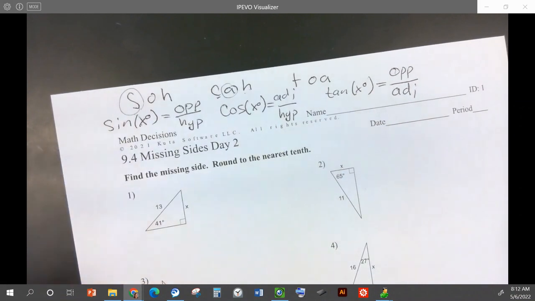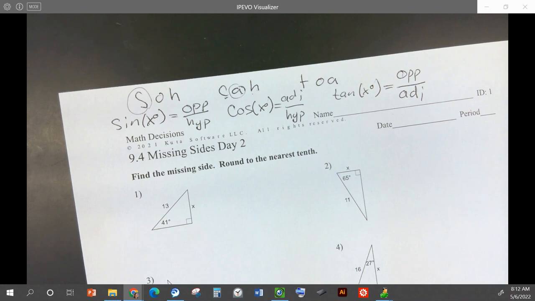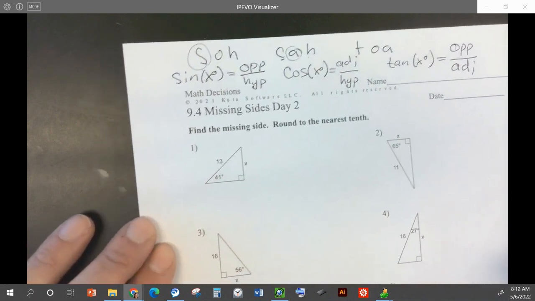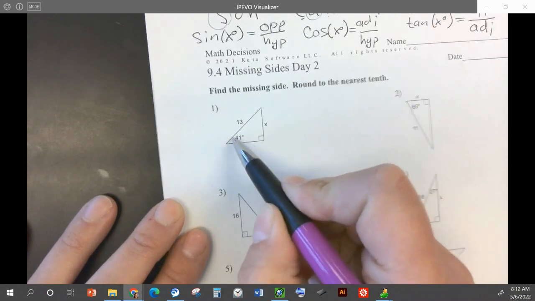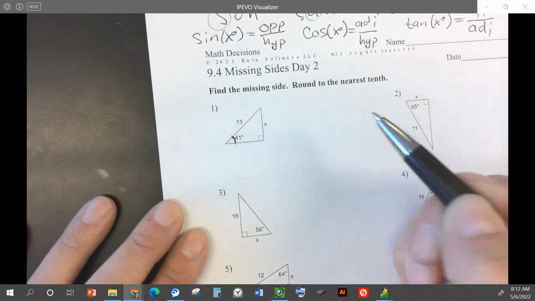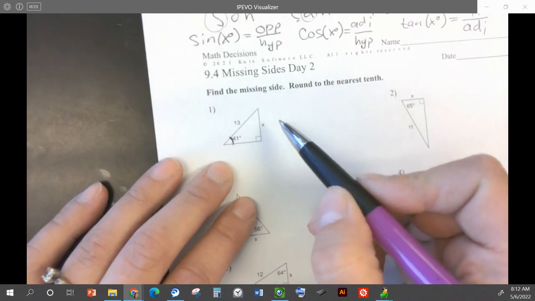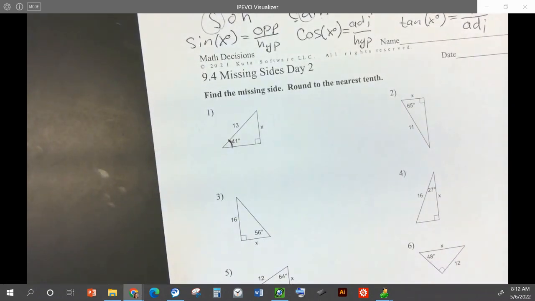Okay, so let's do a few together. Is there any that you see on there that you want to do, or we'll just start with number 1? Okay, we'll just start with number 1. So we've got our angle, 41, so I'm going to mark that one. I'm only going to label the sides that I have. That makes it easier for me to figure out what trig function I need. So you go ahead, we've done this, go ahead and try to label the sides.